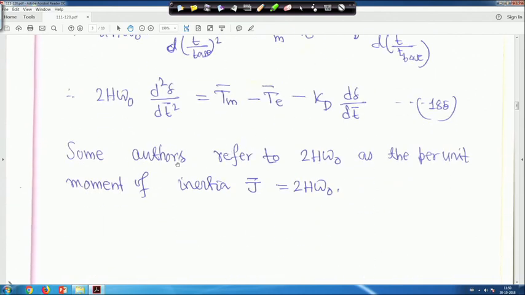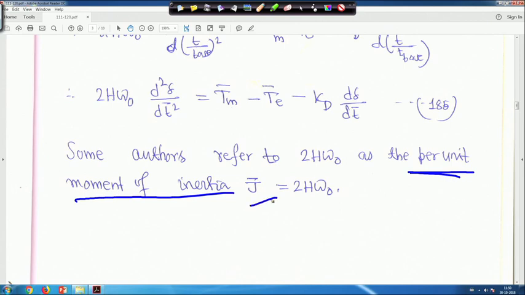Now many researchers or authors refer to 2h omega 0 as the per unit moment of inertia, that is j bar is equal to 2h omega 0, because h, you have seen from stability studies, has dimension of second, and omega 0 is radian per second. So finally, 2h omega 0 will be a dimensionless quantity. That is why some authors refer to 2h omega 0 as the per unit moment of inertia. That is why you are putting j bar.